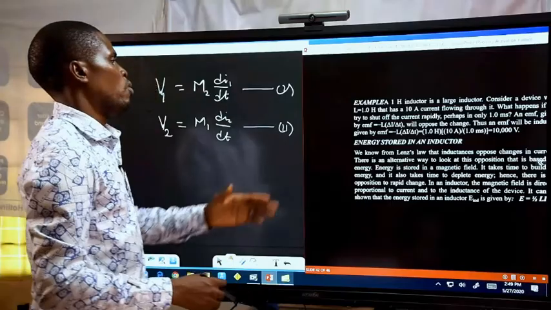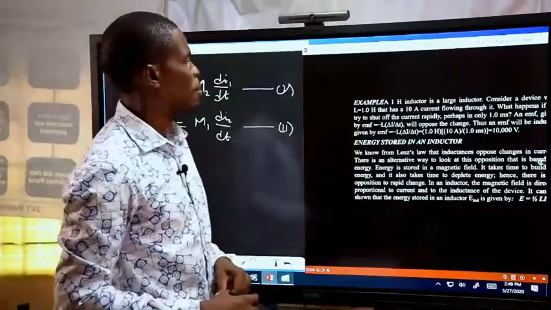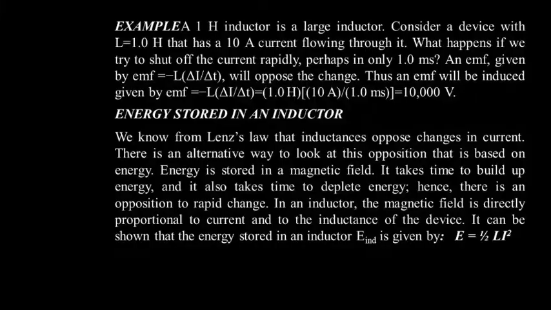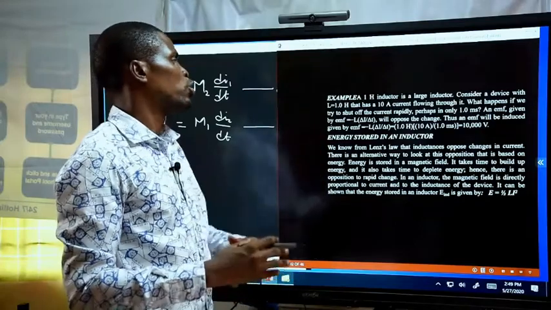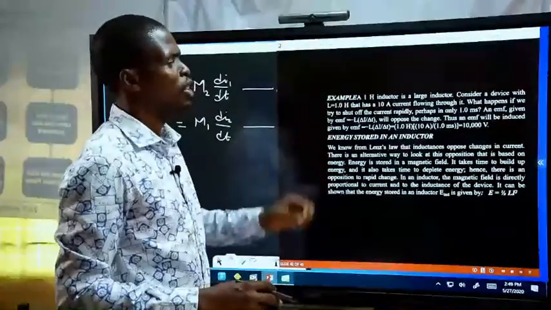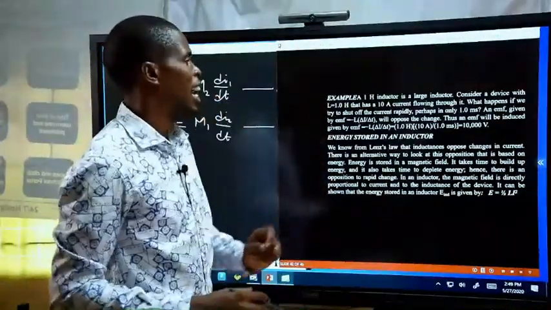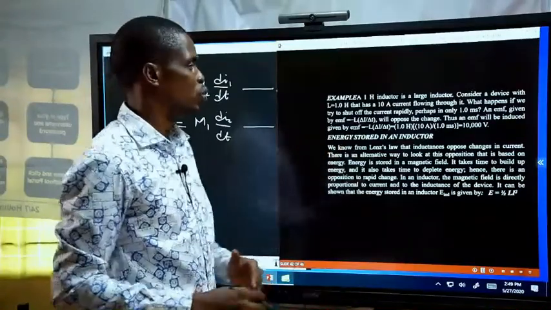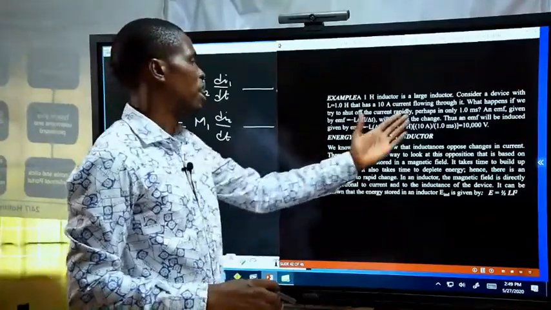Okay, so we have an example where we talk about a 1 Henry inductor. It is a very large inductor, because we always make use of microhenry inductors. So consider a device which has an inductance of 1 Henry, with a current of 10 amperes flowing through it. What happens if it tries to shut off the current rapidly, perhaps in only 1 millisecond? An EMF given by this is induced, which will oppose the change. Now, what is the magnitude of the EMF?